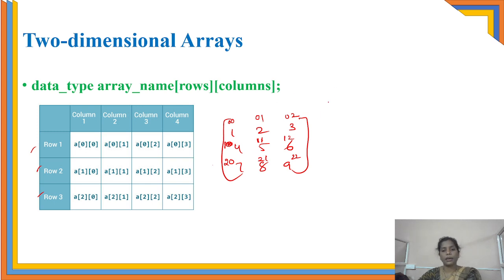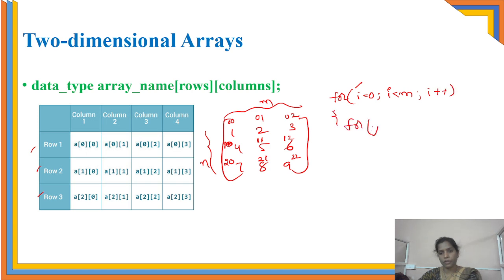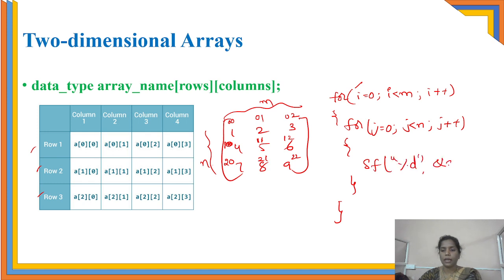How to read elements into a matrix, that is, a two-dimensional array. Rows are m, columns are n. For i equals 0, this is for rows, i less than m, i plus plus. For j equals 0, j less than n, j plus plus. Inside the two for loops, you need to write scanf percent d, address of a of i j. See, this is 0 0, 0 1, like that.